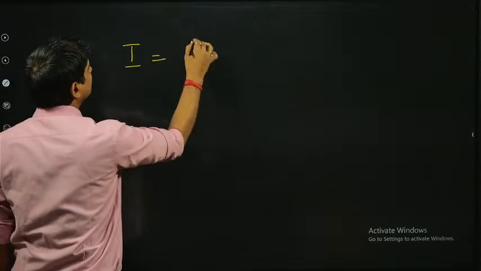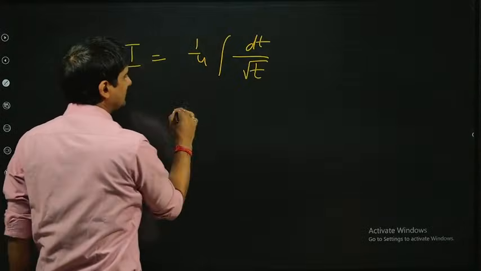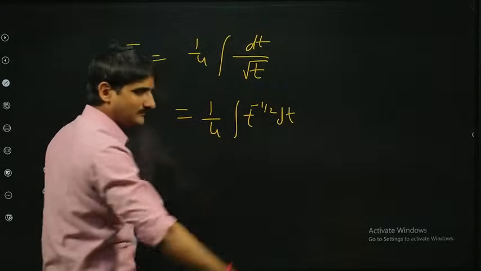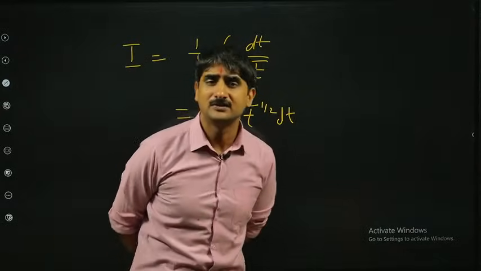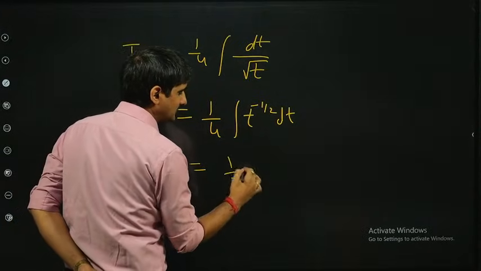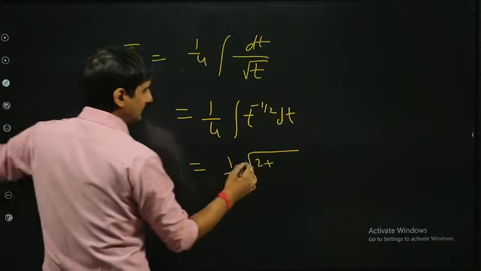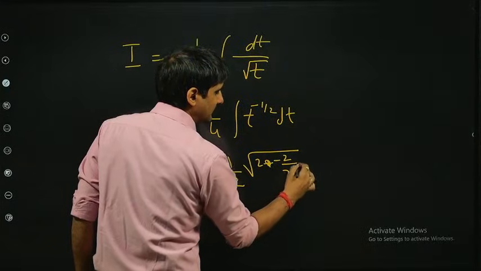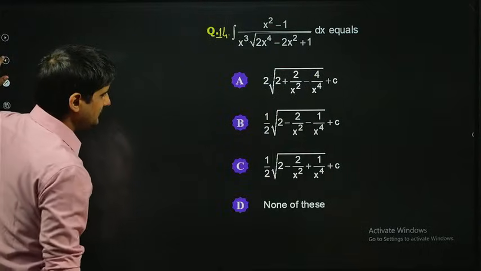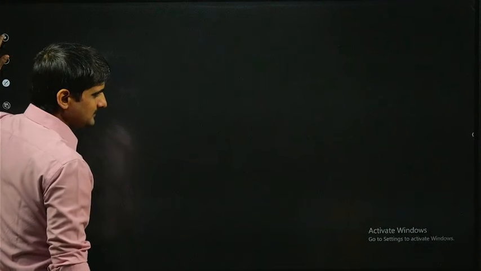So the integral is nothing but 1 by 4 dt over root t. So 1 by 4 t raised to the power minus half dt, and then we know the integral of t raised to the power n is t raised to the power n plus 1 upon n plus 1. So it's simply 1 by 2 root t, isn't it? So 2 plus whatever we have as t, that is, 2 minus 2 by x square plus 1 by x raised to the power 4. If you wish, you can take the LCM and then we get it. So C should be the correct option in that case.